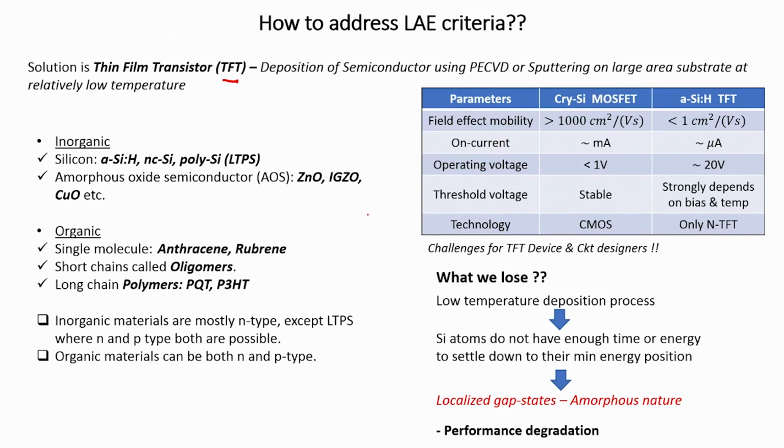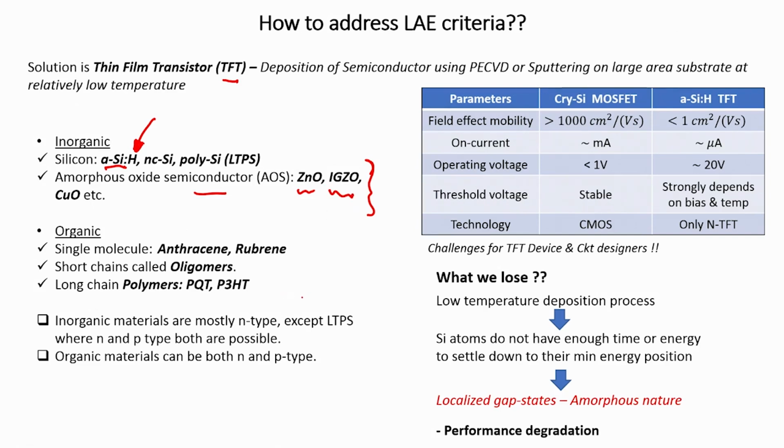In terms of inorganic, some of the common semiconductor materials that are used are amorphous silicon, and hydrogen is added to amorphous silicon to passivate some of the disorder, particularly dangling bonds. You could also have polysilicon, which is much better in terms of performance, but still less compared to crystalline silicon. And you also have amorphous metal oxides, for example zinc oxide or gallium indium zinc oxide, etc.